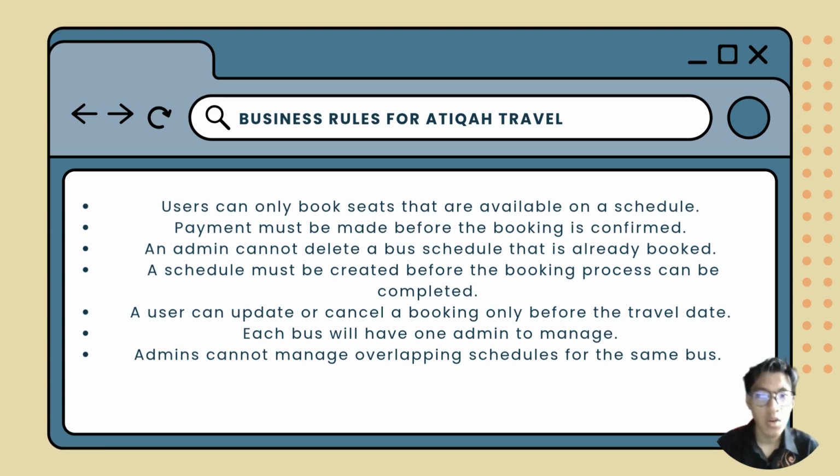First, a user can only book seats that are available on a schedule. Next, payment must be made before the booking is confirmed. Next, an admin cannot delete a bus schedule that is already booked. A schedule must be created before the booking process can be completed. A user can update or cancel a booking only before the travel date. Each bus will have one admin to manage it, and lastly, an admin cannot manage overlapping schedules for the same bus.